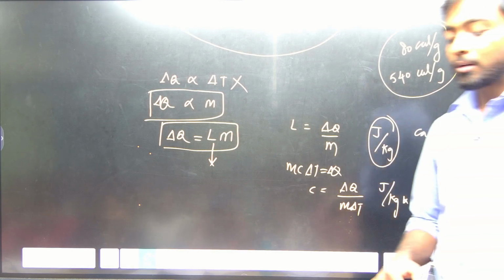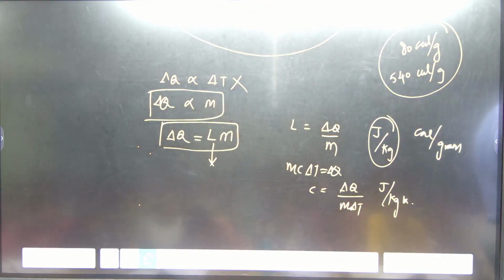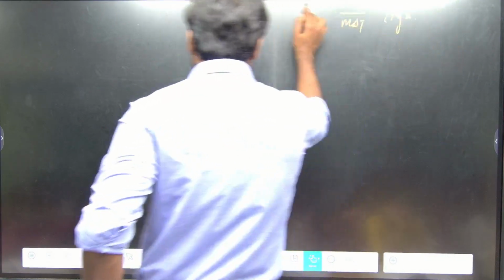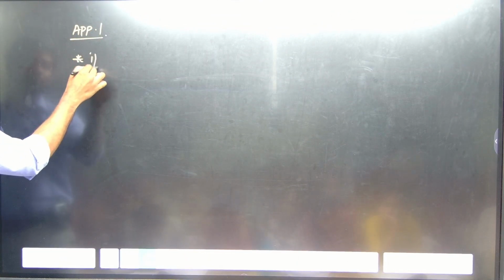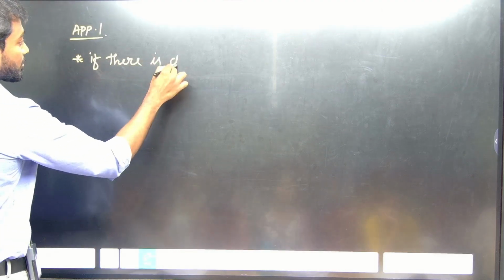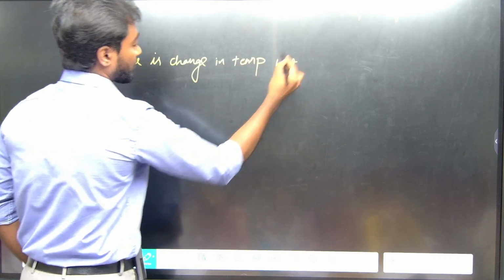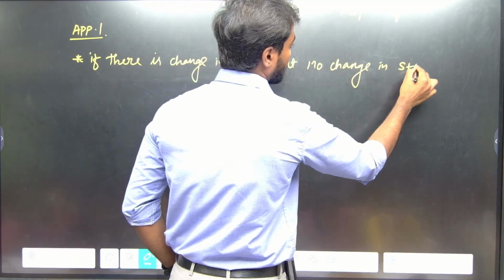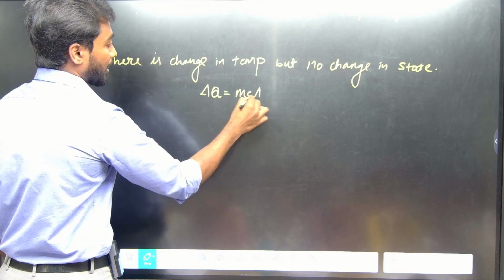Applications. Application number 1 is, if there is change in temperature but no change in state, then we should use this formula, delta Q is equals to MC delta T.